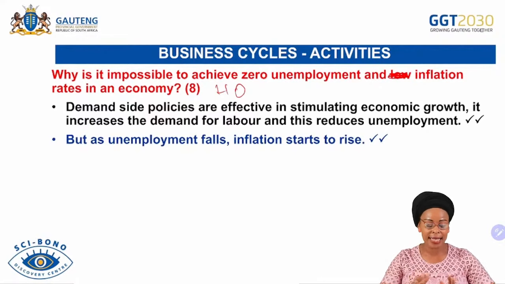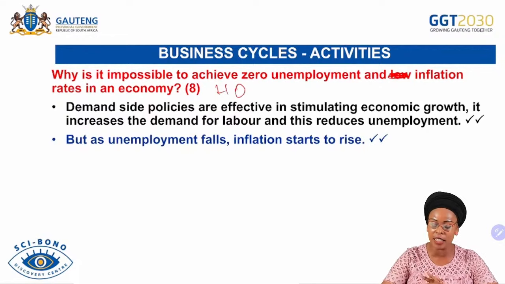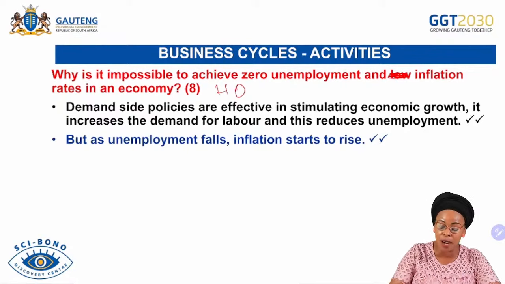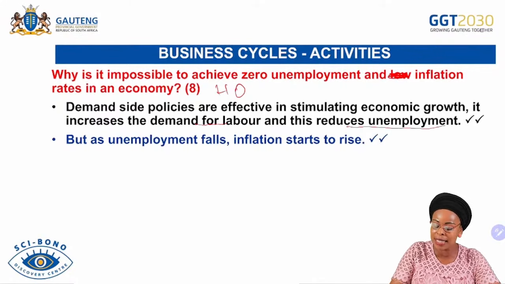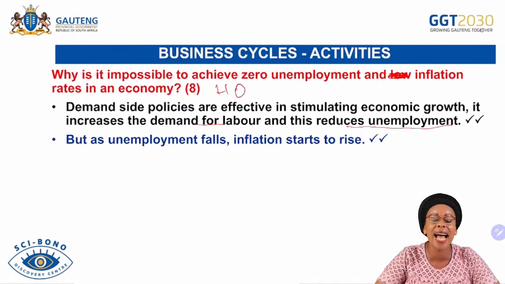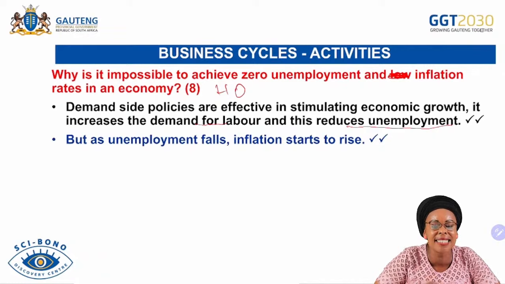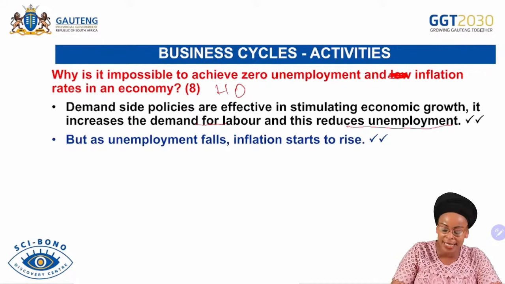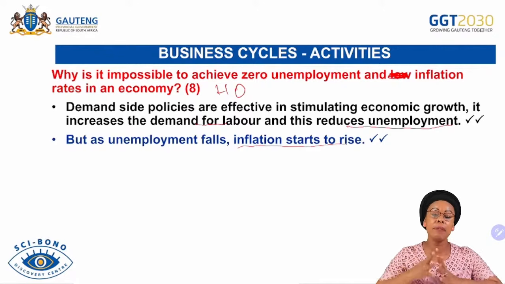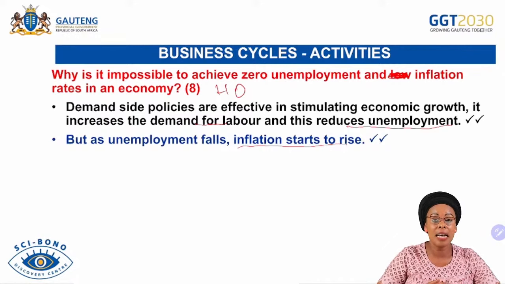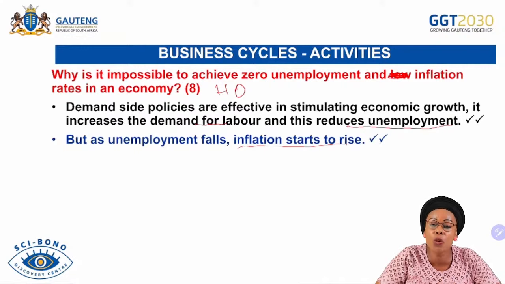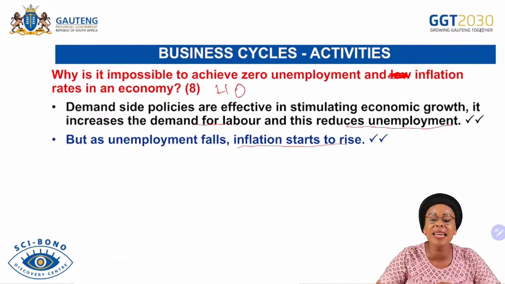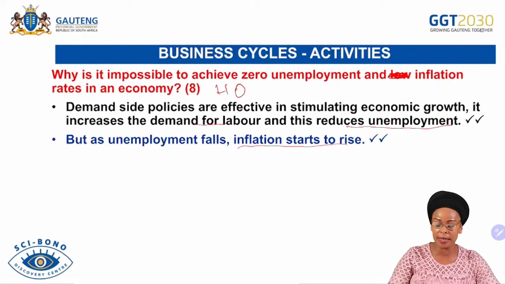Like I've said, the demand-side policies are effective in stimulating economic growth. They increase the demand for labor and reduce unemployment. So that's why unemployment will not be at 0. But as unemployment decreases, inflation will do what? It will start to rise. Remember the Phillips curve. The Phillips curve says that if unemployment is high, inflation will be low. If unemployment is less, inflation will be high. So this is what is explained here.